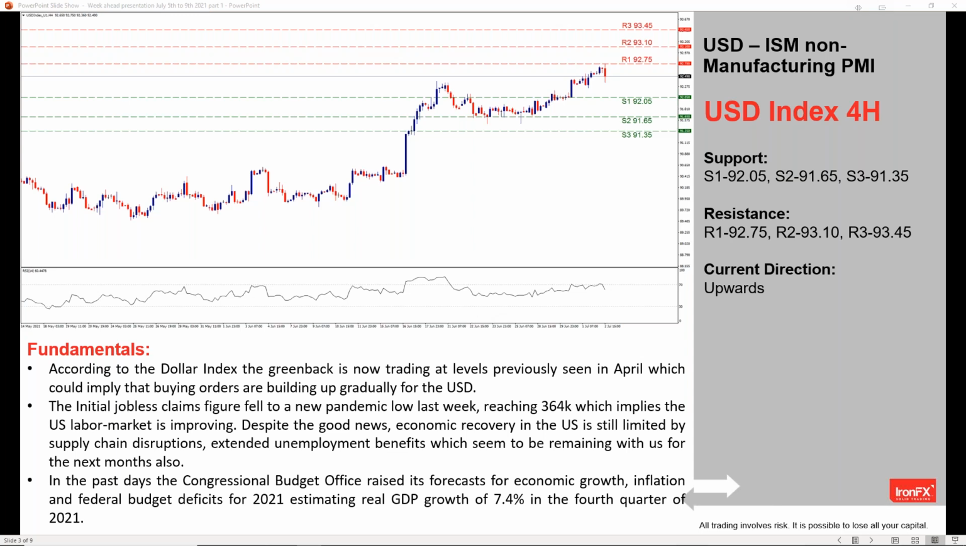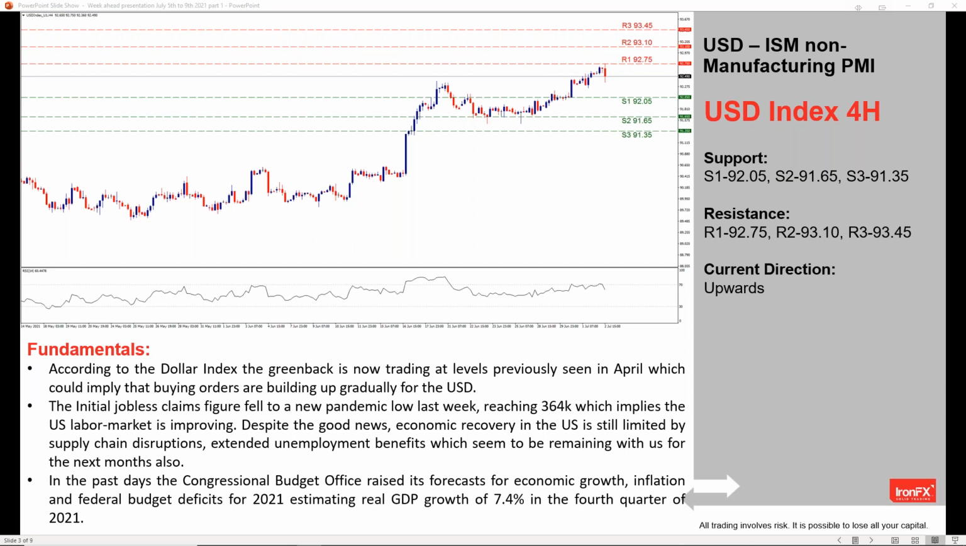So the USD strengthened against a number of its counterparts on Thursday, that was yesterday, but also today, Friday, the 2nd of July, just before the US employment report was released. By the way, our charts at the moment reflect what happened during the US employment report. So according to the dollar index, the greenback is now trading at levels previously seen in April, which could imply that buying orders are building up gradually for the US dollar.